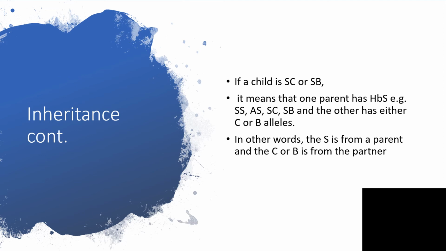If a child is SC or SB, it means that one parent has hemoglobin S. Whether the parent is SS, AS, SC, SB, and of course, the other parent has the other allele, either C or B. In other words, the S is from a parent and the C or B is from the other partner.